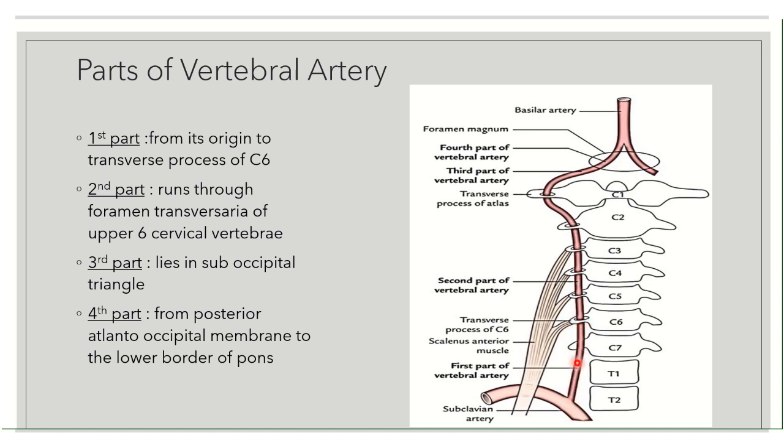and it lies in a triangular space which is called the scaleno-vertebral triangle. Then the second part of the vertebral artery lies within the foramen transversarium of the upper six cervical vertebrae. Then emerging from the transverse process of the atlas vertebra, this part of the vertebral artery lies in the suboccipital triangle, and this is called the third part of the vertebral artery, and the fourth part lies in the cranial cavity. So these are the four parts of a vertebral artery.